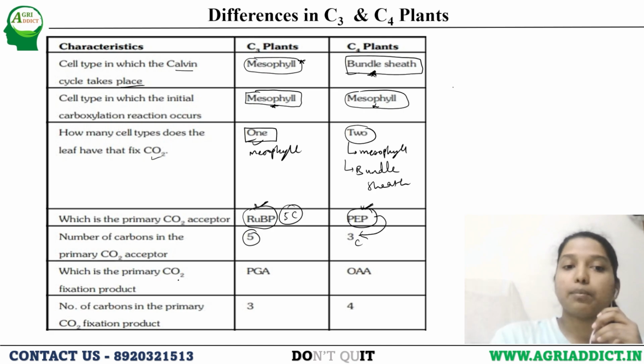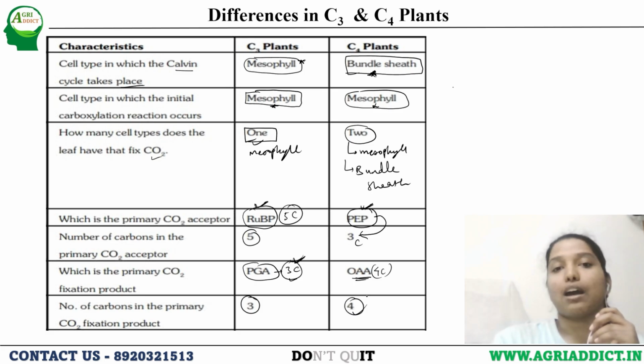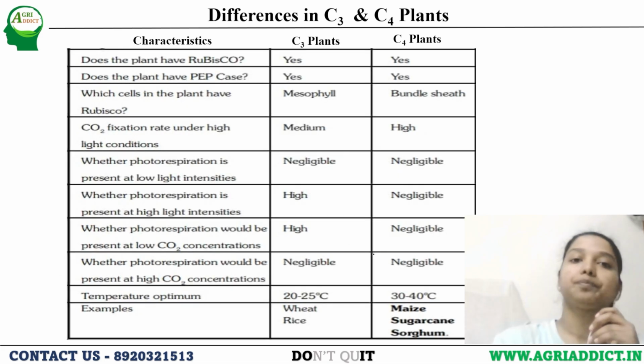Okay. Which is the primary carbon dioxide fixation product? In C3, phosphoglyceric acid, which is a 3 carbon compound. That's why we know the C3 cycle as C3, because the first stable compound which is formed is a 3 carbon compound, whereas in case of C4 plant it is a 4 carbon compound, and this is oxaloacetic acid. Number of carbons in the primary carbon dioxide fixation product: PGA is a 3 carbon compound and OAA is a 4 carbon compound. Let's move to the next slide.